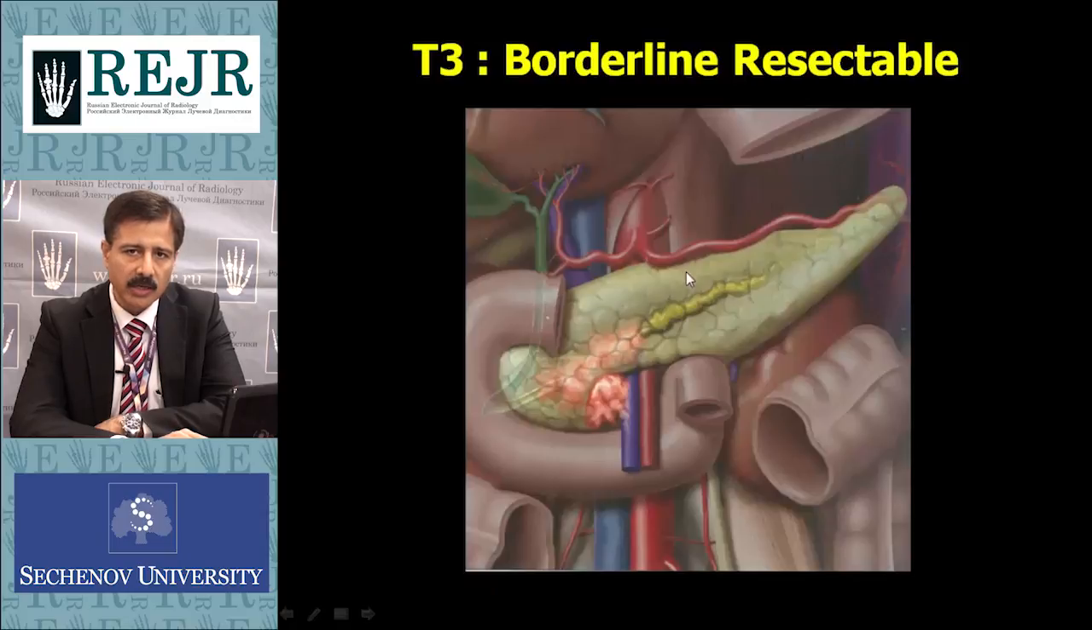Another borderline resectable tumor, and this time there is invasion of the superior mesenteric vein. Historically, these kinds of tumors were considered inoperable, but surgeons have developed skills where they remove the tumor, they remove this part of the vein, and they use a graft, a jugular vein graft, to fill up the gap. So this is what we call a borderline resectable tumor.